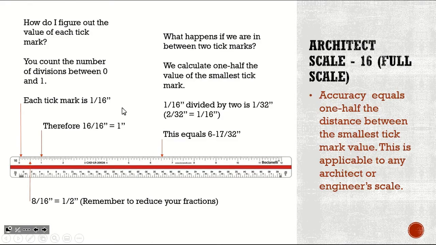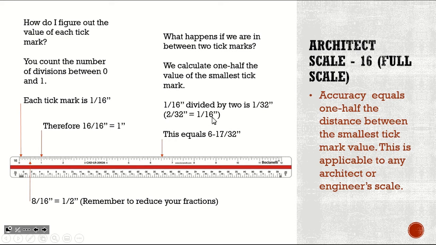How do I figure out the value of each tick mark? You count the number of divisions between 0 and 1. Each tick mark is 1/16 of an inch. So there are 16 tick marks, or 16 spaces, so 16 equals 1 inch. Now, what happens if we're between 2 tick marks? Basically, we calculate 1/2 of the value of the smallest tick mark. So 1/16 divided by 2 is 1/32.